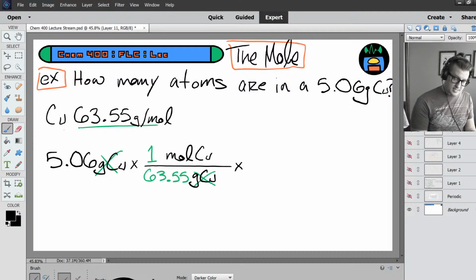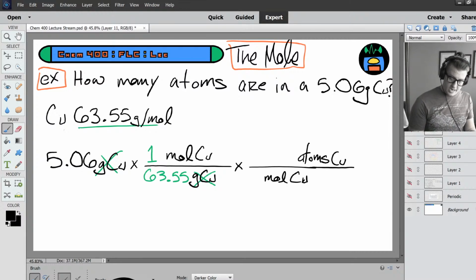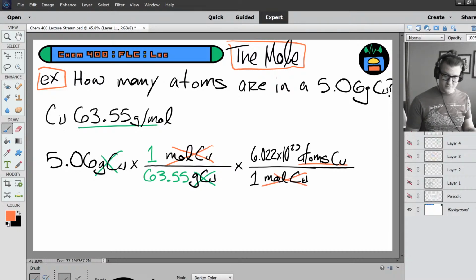And then in a second step, we can use Avogadro's number to convert from moles of copper to atoms of copper. All right? And here we use Avogadro's number because we know that a 1 mole sample of copper has 6.022 times 10 to the 23rd atoms. And now moles of copper cancel moles of copper. We're left with atoms, which is what we're after. And now we're ready to crunch our numbers.